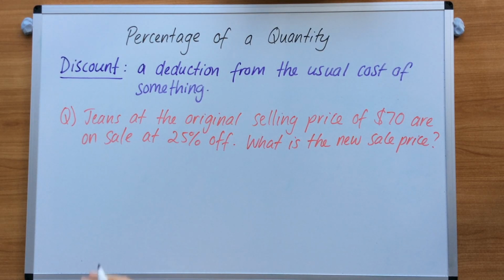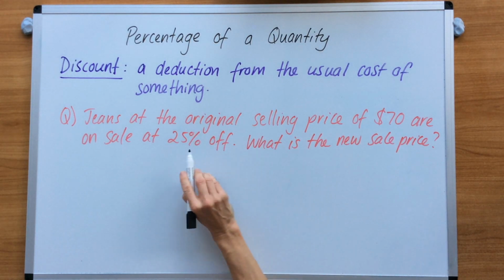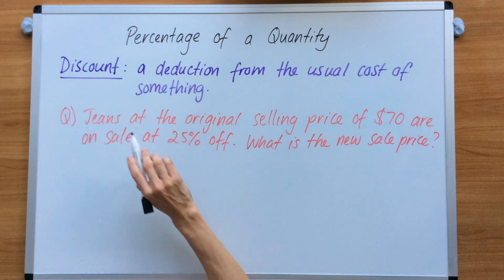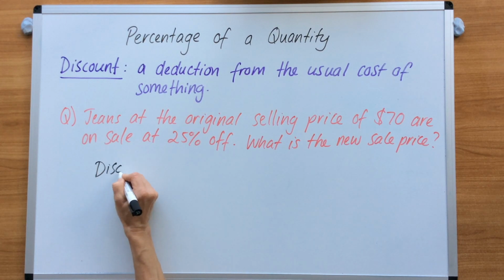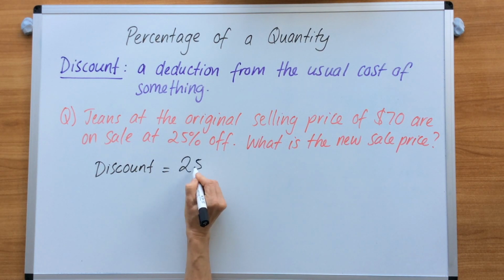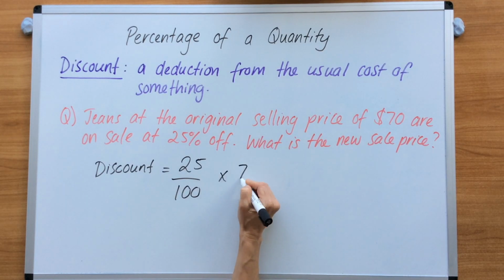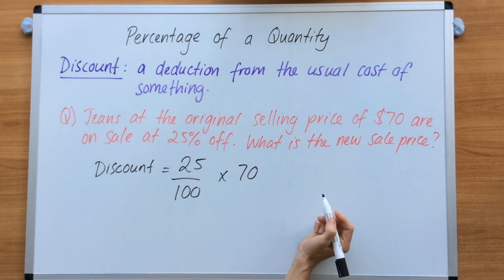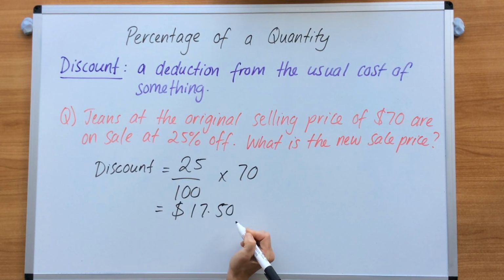So the question is, jeans at the original selling price of $70 are on sale at 25% off. So what is the new sale price? So our job is to take the $70, reduce it by 25%, because discount means to reduce, and give us the new sale price. So we have to write discount, okay, equals, and it's 25, okay, percent over 100%, multiplied by $70 because that's the price of the jeans. And if we calculate that, we are going to get a discount of $17.50.